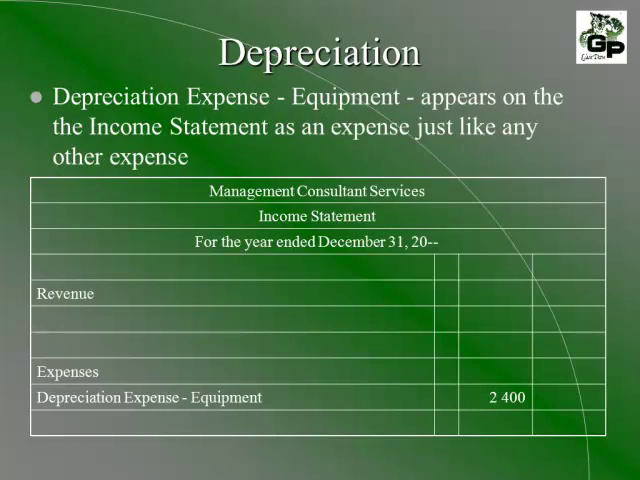Let's talk about the depreciation expense for this particular equipment. It appears on the income statement as any other expense. Notice we don't have any revenue or other expenses for this example, but this depreciation expense for equipment is written underneath the expense section as an expense with all the others, and it is a debit amount.